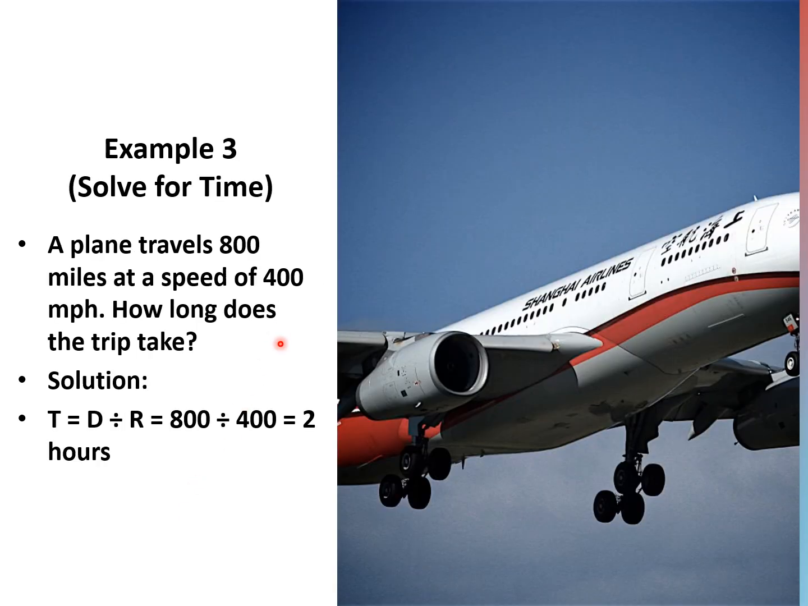Example 3. A plane travels 800 miles at a speed of 400 miles per hour. How long does the trip take? So here we solve for the time. Time is equal to distance divided by the rate, so it's 800 divided by 400, which is equal to 2 hours.